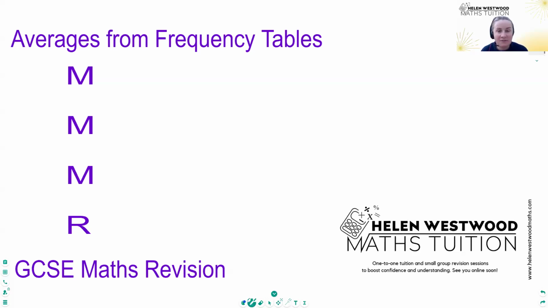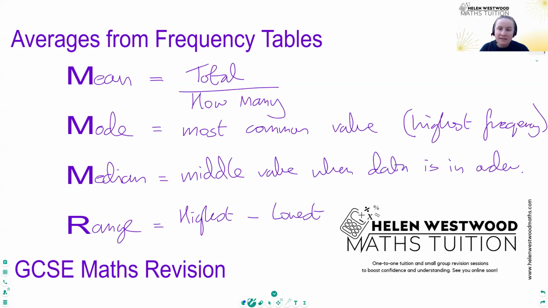Firstly, the basic averages themselves, and then thinking about what do we have to remember when we're calculating these averages for frequency tables. As I say, I'm going to talk through a couple of examples. So let's see what we've remembered. Okay, so we've got our mean, which is where we work out the total and then divide by how many. The how many, when it's in a frequency table, as we're going to see, is the sum of the frequency.